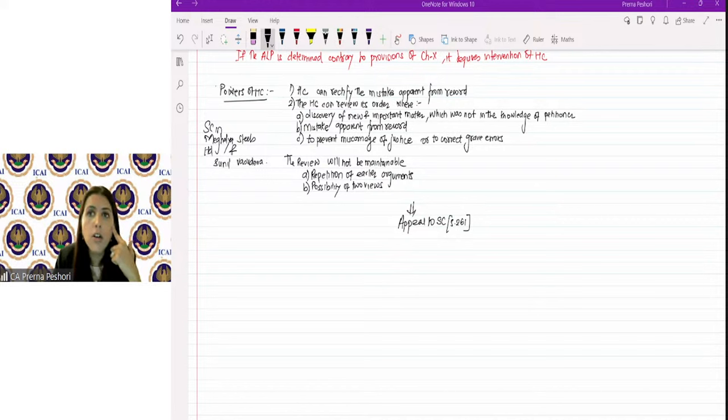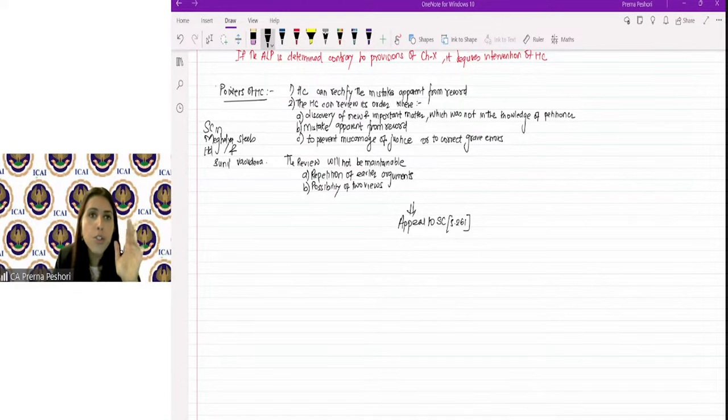Okay. So now, see, there are certain monetary limits which are set, students. What are these monetary limits? We are going to talk about that. What was happening till now is that the revenue is always the first one to appeal. If you ever take note of the appeals filed before the High Court or Supreme Court, most often the appeals are filed by the revenue rather than the assessee.